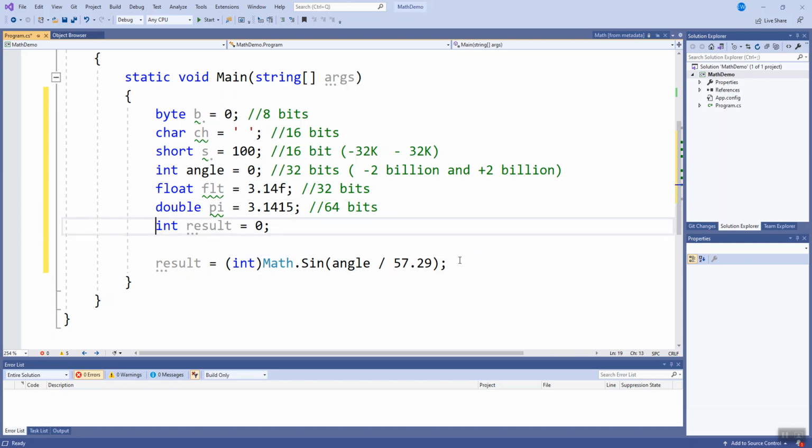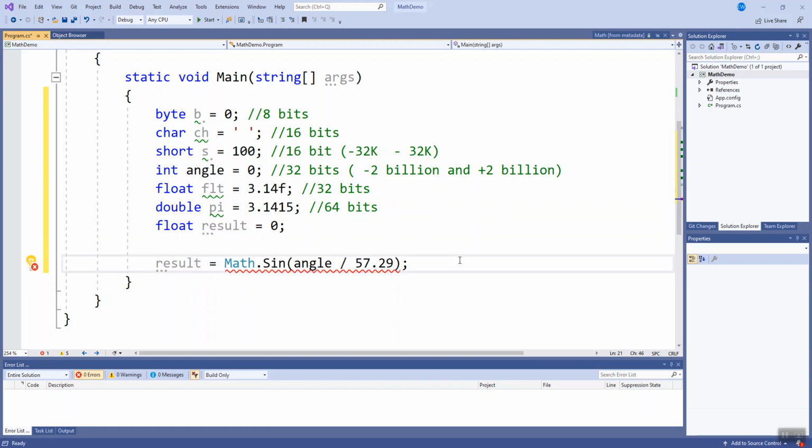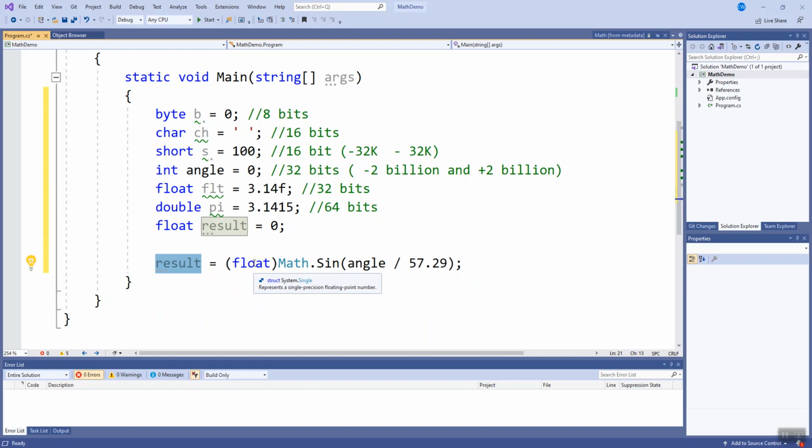Now, what if I change this to a float? Does that solve the problem? No. Why not? Because this is 64 bits, and how big are floats? Floats are 32 bits. So again, I need an explicit conversion. I need to say, okay, take this thing and convert it to a float, which is a 32-bit number with a decimal point, and store it in result. So that's what this is. It's a typecast.